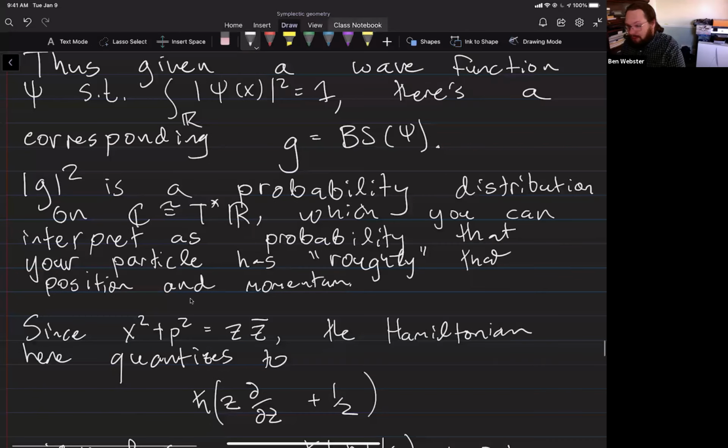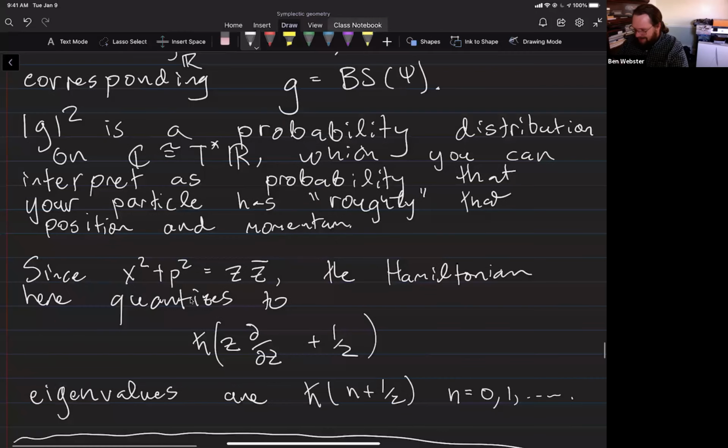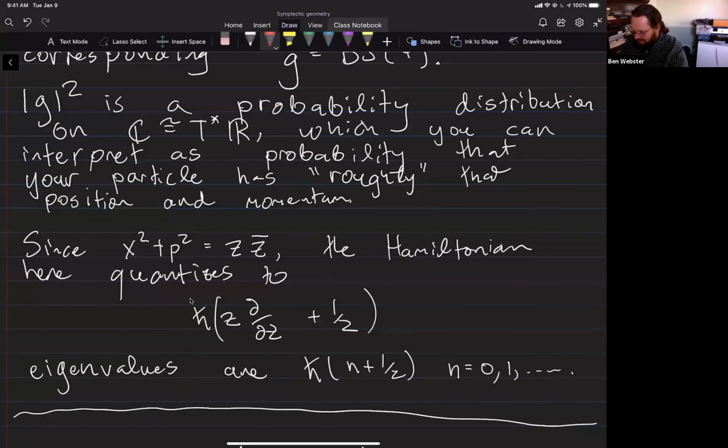And yeah, I'm running pretty low on time. So let me just say the Hamiltonian quantizes really nicely in this case. X squared plus P squared is the same thing as Z times Z bar. And so it turns into Z times d/dZ when you quantize. And then there's this extra half, which hopefully we'll have time to say something about. That might have to wait until next time.